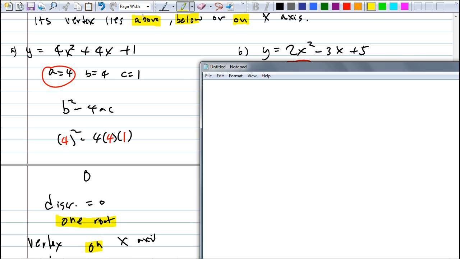All right, let's do the same one for B. Y equals 2x squared minus 3x plus 5. Tell me the discriminant. Tell me how many roots you're going to get. And tell me whether or not the vertex will be on, above, or below.